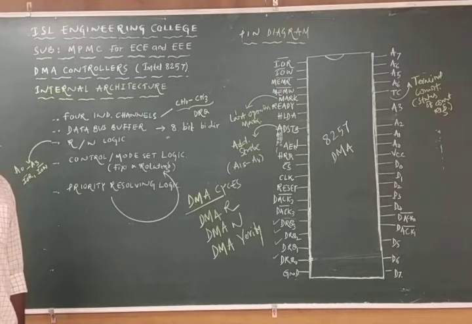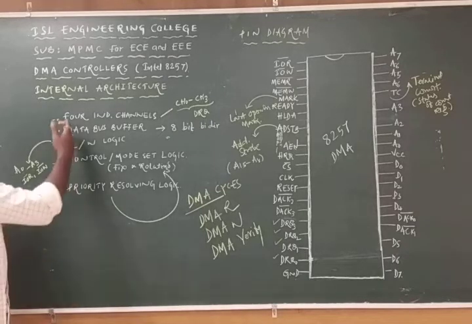DMA stands for direct memory access. That means without involvement of the 8086 microprocessor, any input-output device can directly access the data from the memory, so it is named DMA.